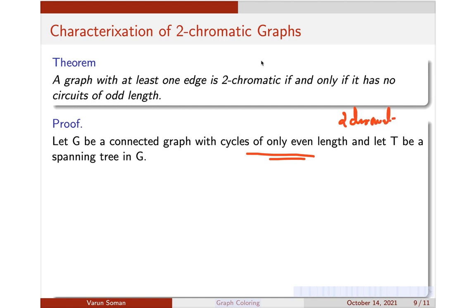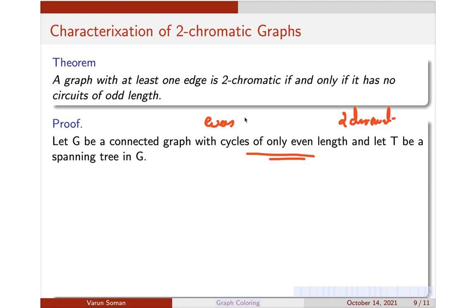So you have to show that suppose the graph is two chromatic, then it has no circuits of odd length, and the reverse one, that is suppose it has no circuits of odd length, then it is two chromatic. That's the second one we will be doing here. Suppose the graph has no circuits of odd length. That means all the circuits or cycles of the graph are even only. Then we will prove that it is two chromatic.